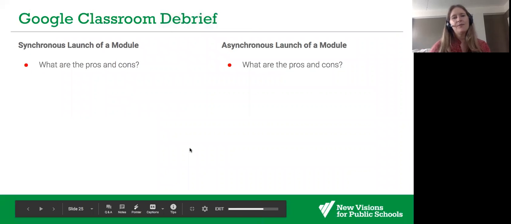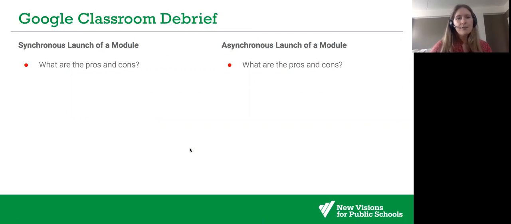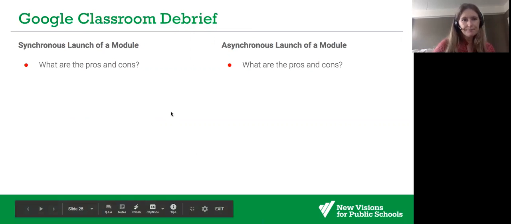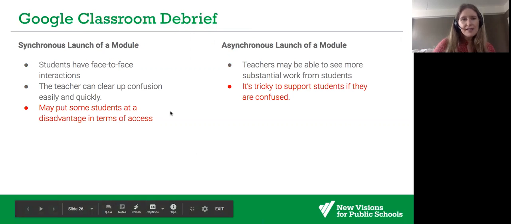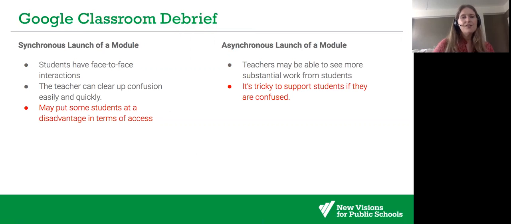So how do we decide if we would like to do a launch, for example, synchronously or asynchronously? There's definitely some pros and cons that we can think through from using both strategies. So some positive sides to using a synchronous launch is that students have some face-to-face interactions, right? And as a teacher, you're looking at their comments in real time, and you can clear up confusion easily and quickly, whether it's confusion about the content or even just where is the question that you're talking about, what's the visual I'm supposed to use. You know, it allows teachers to clear all those things up very quickly and focuses students.